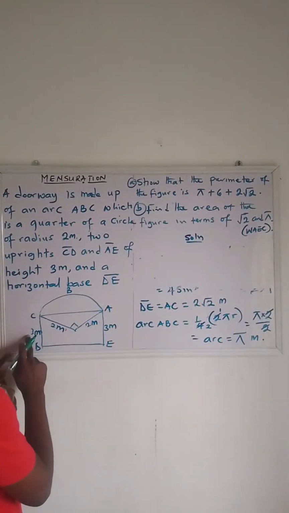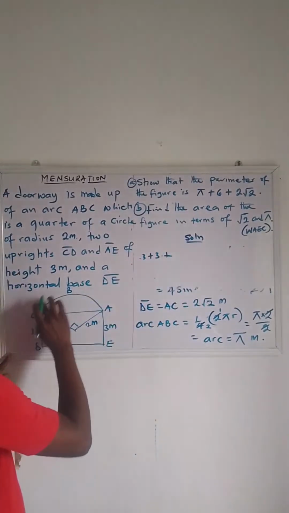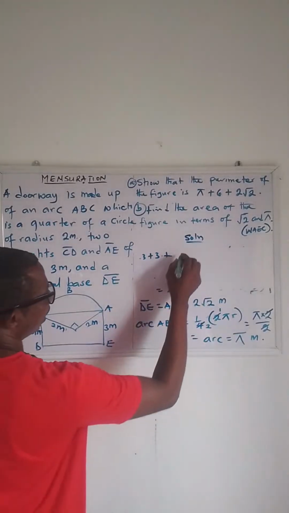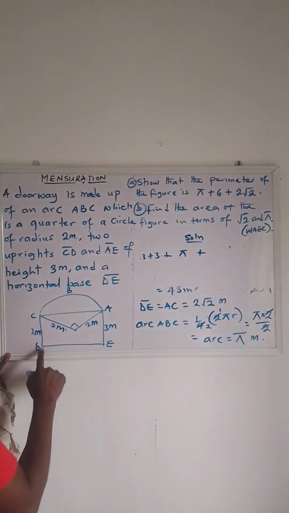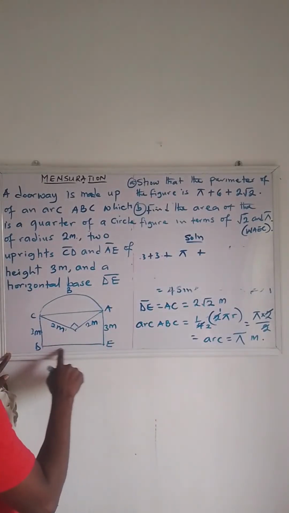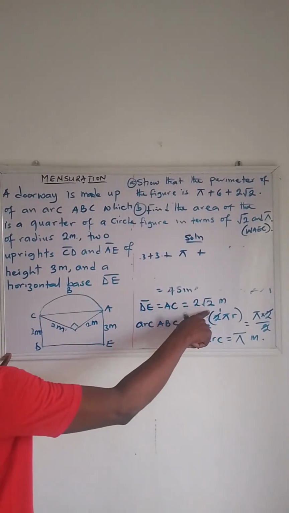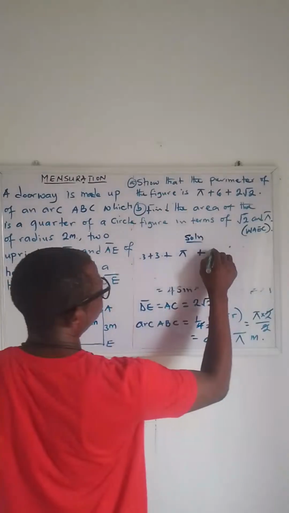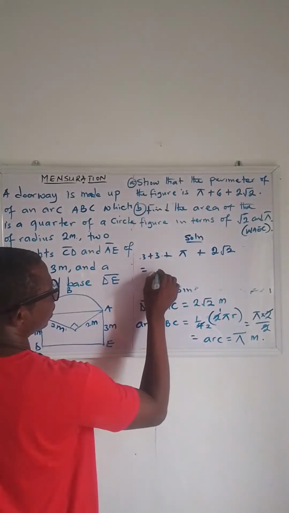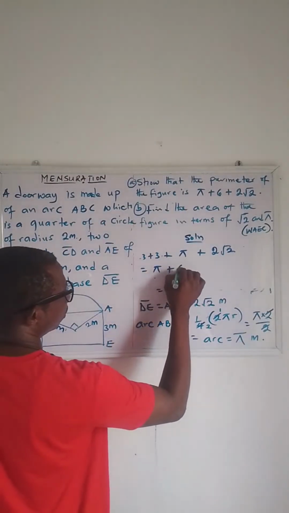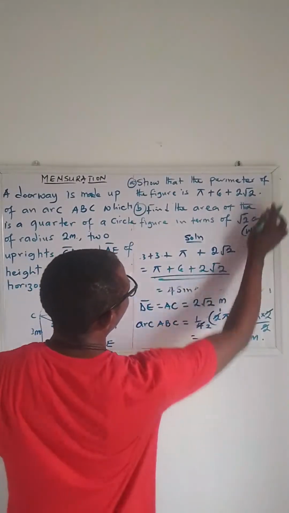So let's first add these two sides together. We have 3 plus 3 plus this curve, that's the arc, plus pi, plus this one. What do we have for this? That's your DE. Your DE is 2 square root of 2. So you can see now the answer is pi plus 6 plus 2 square root of 2. So that gives what we have.